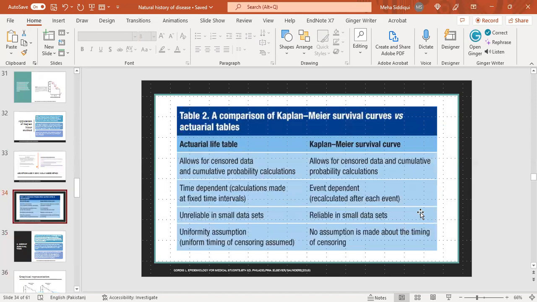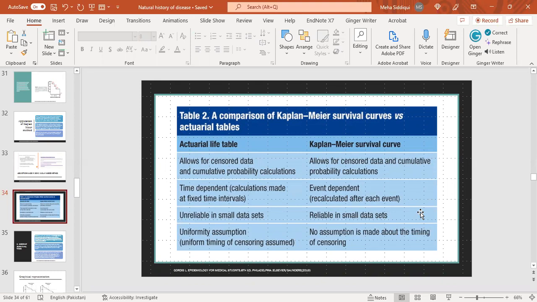Now, comparison of Kaplan-Meier curve vs actuarial tables. Actuarial life tables allow for censored data and cumulative probability calculations. And Kaplan-Meier survival also allows for censored data and cumulative probability calculations. Life tables are time dependent. However, Kaplan-Meier is event dependent. Life table is unreliable in small data sets.